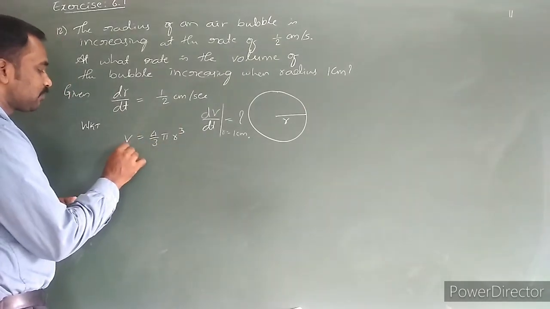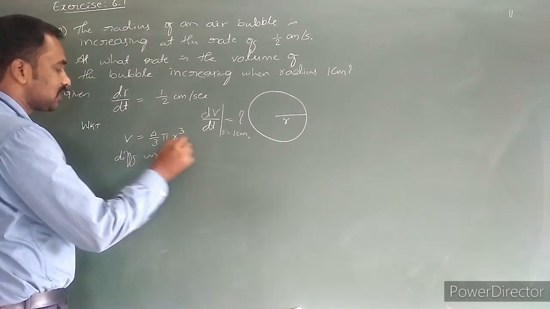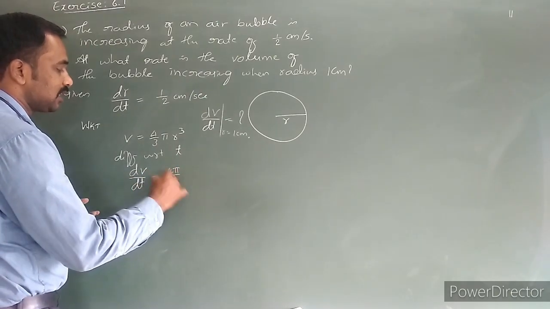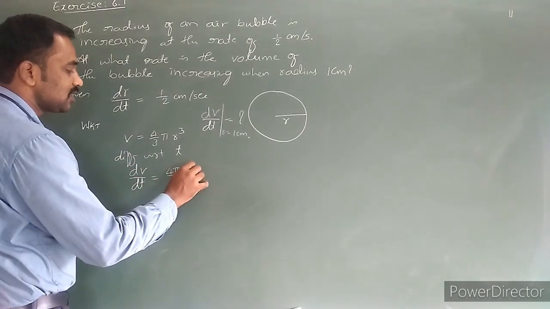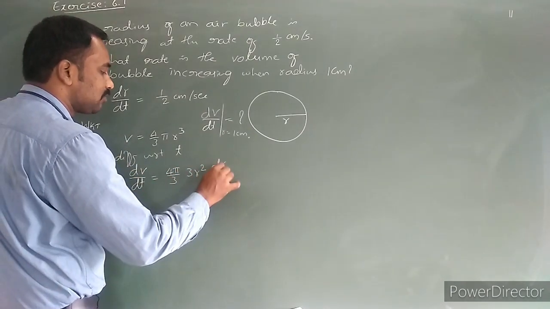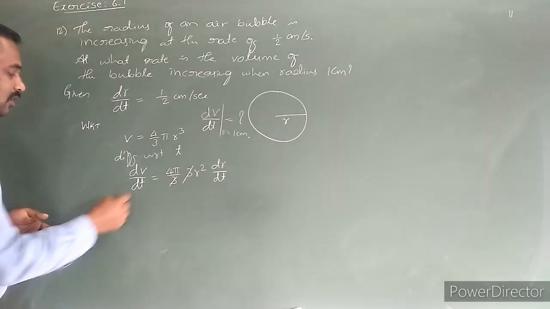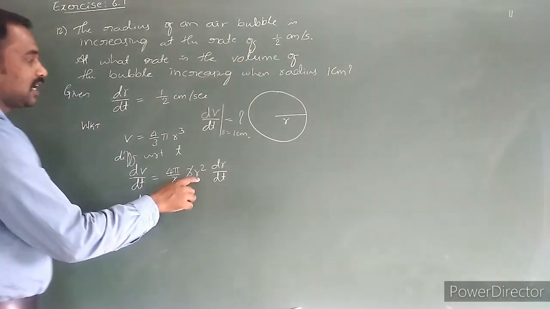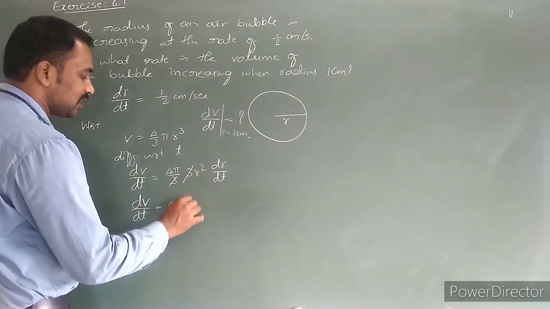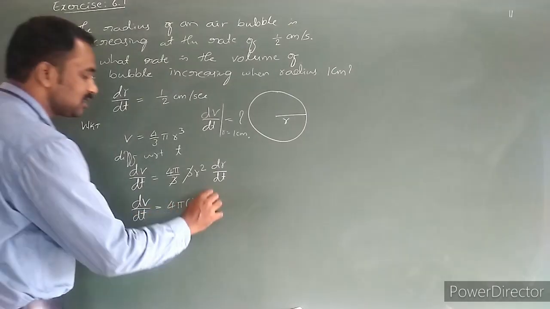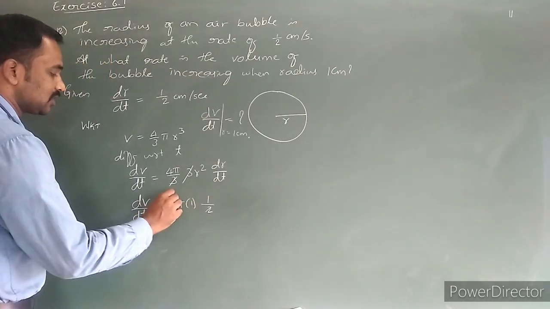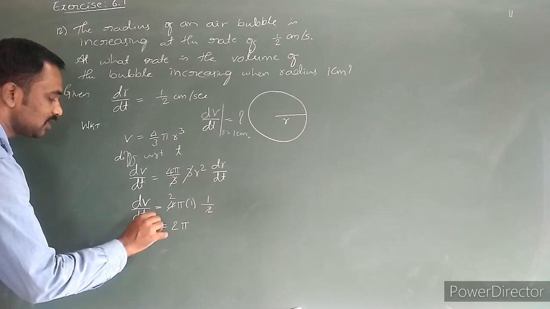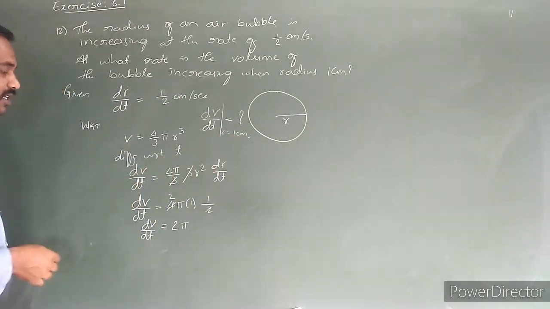Differentiating with respect to time, dv by dt is equal to 4 pi by 3, the coefficient kept as it is, into 3r square into dr by dt. Here the 3 gets cancelled, so dv by dt is 4 pi r square dr by dt. When r is 1 centimeter, 1 square is 1, into dr by dt which is 1 by 2, so finally 2 pi is left. So dv by dt, the rate of change of volume of the air bubble, is 2 pi.